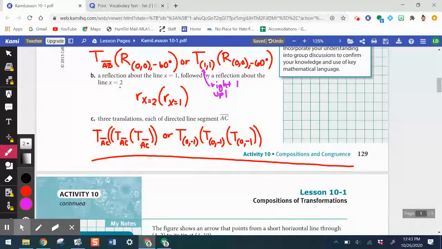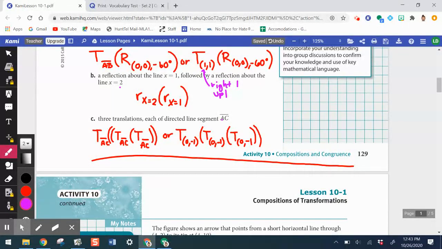And last, and certainly not least, 3 translations, each of directed line segment AC. Remember, it is important that they say AC, not CA. Because depending on where those points are located on the coordinate plane will tell us the direction. A to C is actually a different direction than C to A. So we could either write it like this, where these 3 translations back to back, all using directed line segment AC.